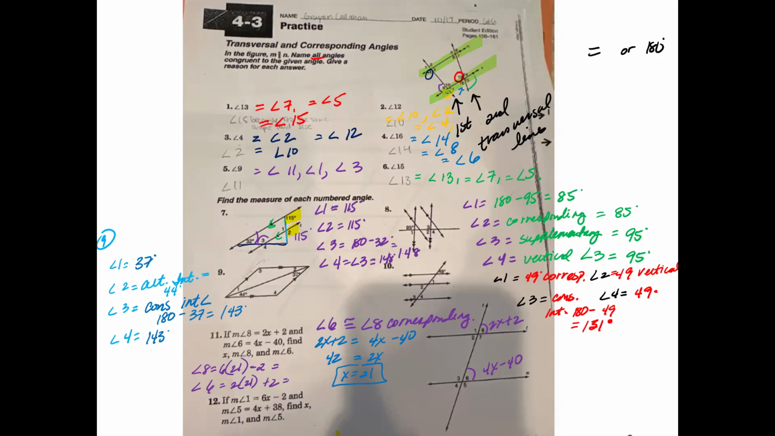No, this is not even correct. Angle 6 is not that. No, angle 6 is 4x minus 40. Go figure out what that is. I'm not doing all the work for you. This is your job. You do the work.